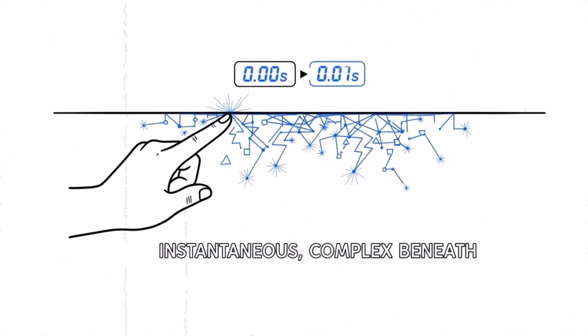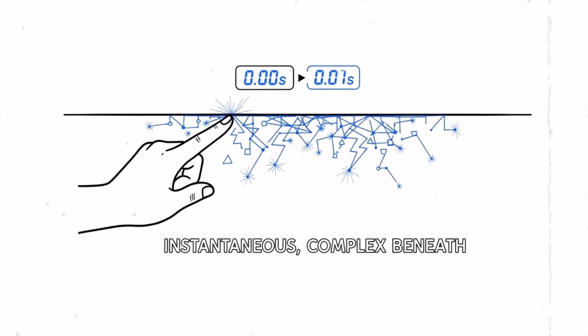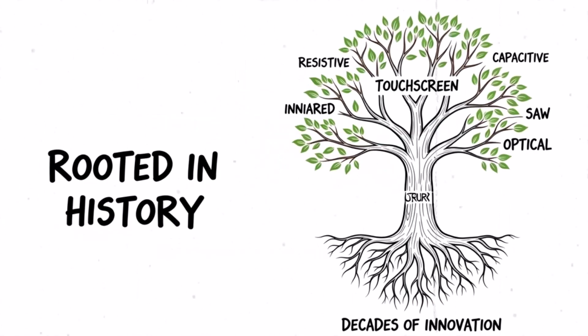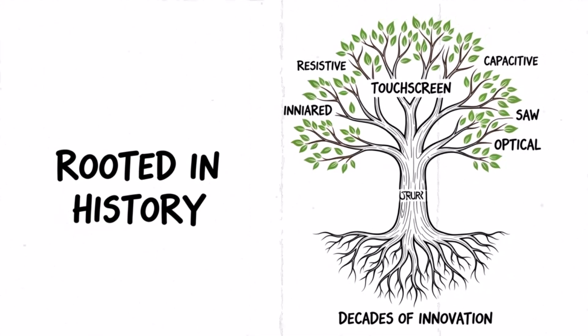Artificial intelligence will also play a role. Screens may adapt sensitivity based on user behavior. They may distinguish between intentional and accidental touches more effectively.